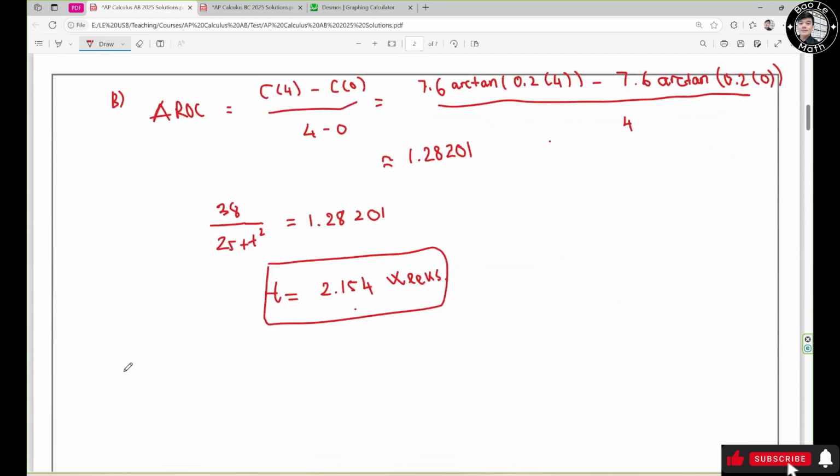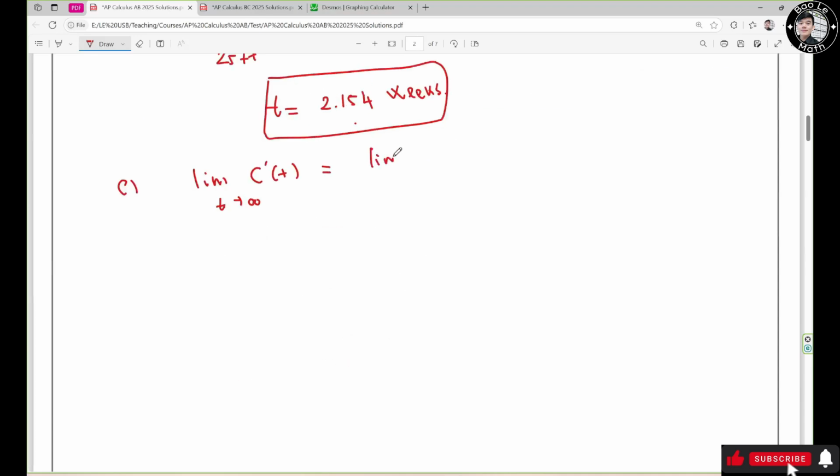Alright, so question C is very simple. It's going to be the limit of c prime of t as t approaches infinity. It's going to be the limit of the function 38 over 25 plus t squared as t approaches infinity. Now, this is a rational function where the degree of the numerator is less than the degree of the denominator. So this has the horizontal asymptote y equals 0. So when t approaches infinity, this approaches the horizontal asymptote, which means 0.